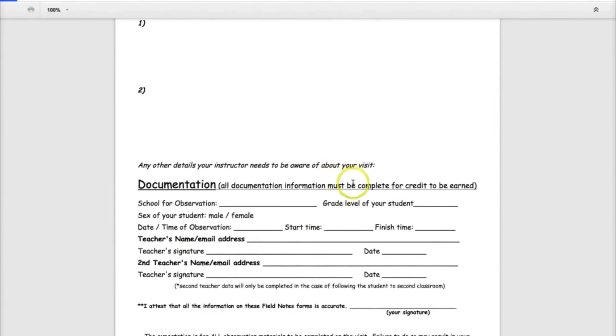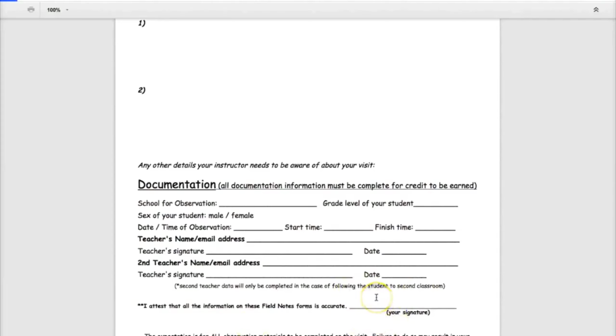Be sure to do your documentation. This is extremely important. What school are you at, the grade level, what's the sex of the student, get the information from the teacher on this visit, and their signature and date. If you go to 2 classrooms, you're going to gather it for both teachers. If you go to 1, obviously you're only going to gather it for the first one. Then you're going to sign, seal, and deliver this.